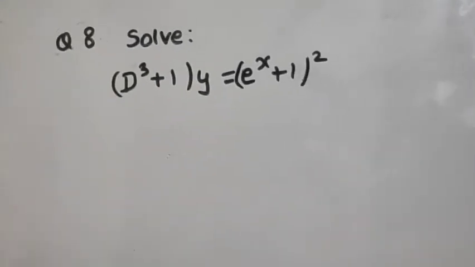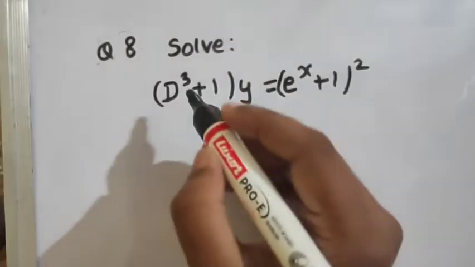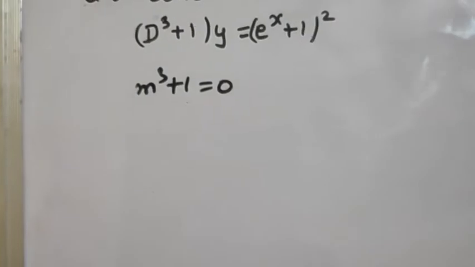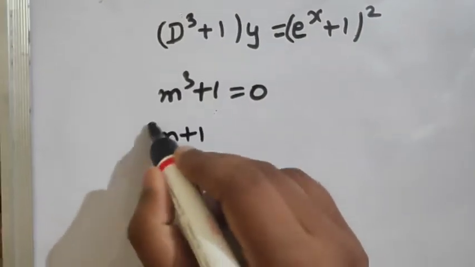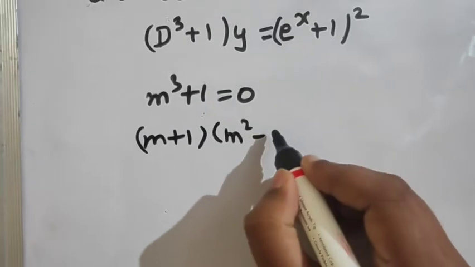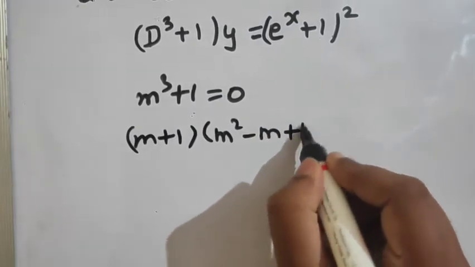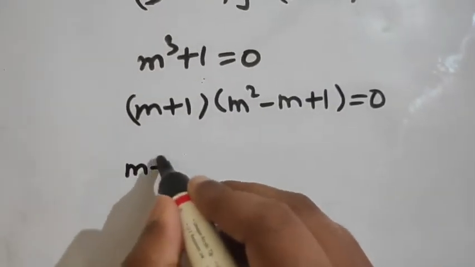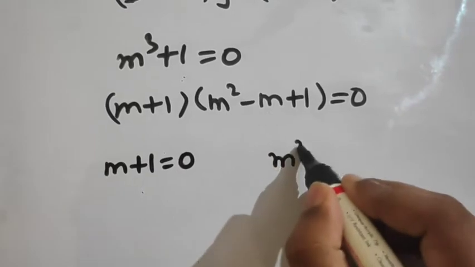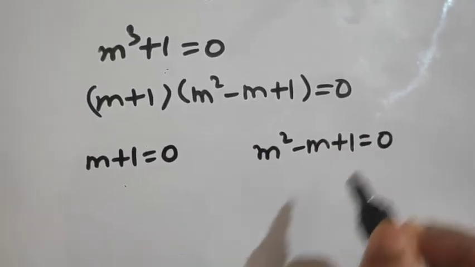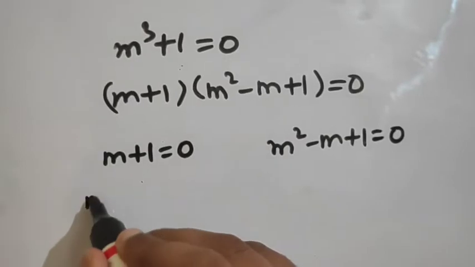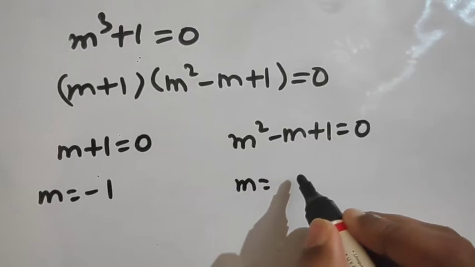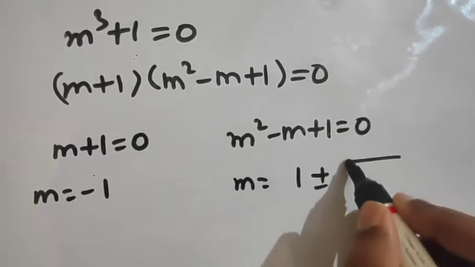Now, for finding the complementary function, you write this in the form of m. So m cube plus 1 equals 0. a cube plus b cube is a plus b times a square minus ab plus b square, equals 0. So from here you are getting m plus 1 equals 0 and m square minus m plus 1 equals 0. Using the quadratic formula here you easily get m equals minus 1, and from here m equals minus b, that is 1, plus minus under root b square.